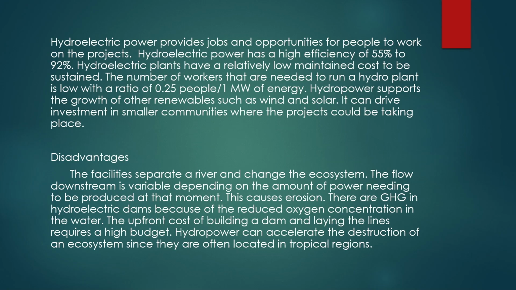The number of workers needed to run a hydro plant is a low ratio of 0.25 people per 1 megawatt of energy, compared to nuclear and thermal power plants. Nuclear is 1.05 people per megawatt, and thermal is 1.26 people per megawatt. So it's a good ratio. It's pretty low maintenance once it's been built and done.